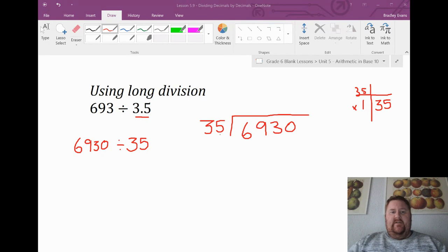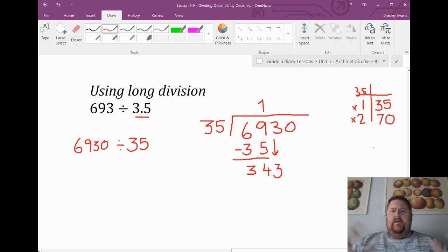So 35 into 6 obviously doesn't go. 35 into 69, well, I know that 35 times 1 is 35, so that means that 35 doubled is going to be 70. That's too high. So 35 into 69 only goes one time. 69 take away 35: 9 take away 5 is 4, 6 take away 3 is 3. Bring down the 3.